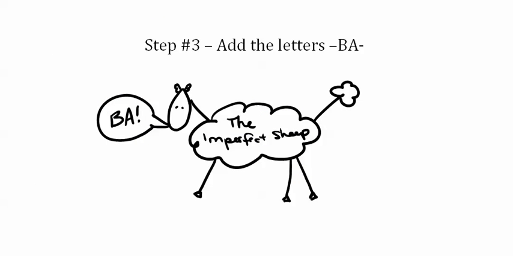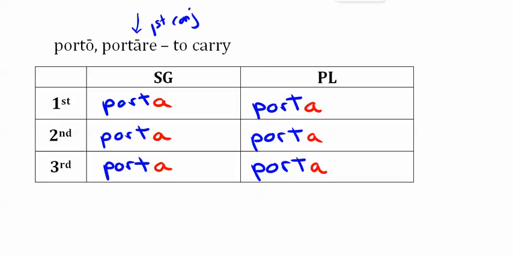The next step is to add the key letters that tell us, hey, this verb is imperfect tense. And those letters are BA, ba. And you may remember from class that we talked about the imperfect or incomplete sheep, which might help you remember ba. Here we are back at porto. Right after that vowel A, I'm going to add in my BA. I'm going to continue using different colors for each part so you can see how we broke the verb down. Now we just have one more step.